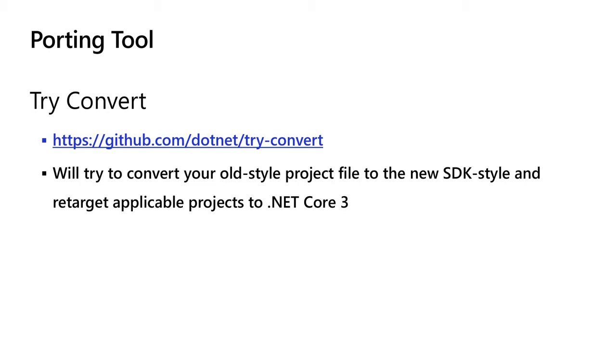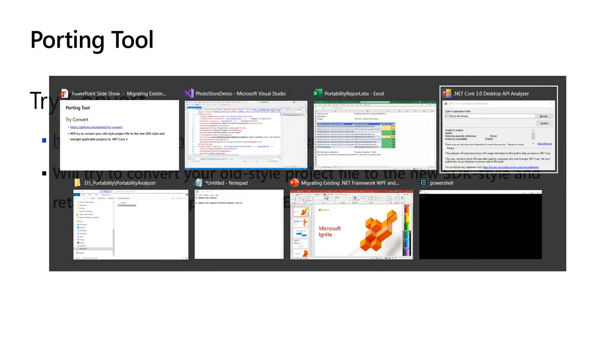It's available on this link, and what it does, it first upgrades your old style project file to the new SDK style, and then for applicable projects, it will update the target framework from Framework to .NET Core. For your libraries, we leave it up to you. What do you want to target, .NET Core or .NET Standard? Because if you think you will use those libraries from other frameworks, it's very beneficial to target .NET Standard. If you need to use APIs that are available only on Core but not on Standard, you can target .NET Core for your libraries. So let's look at this tool.